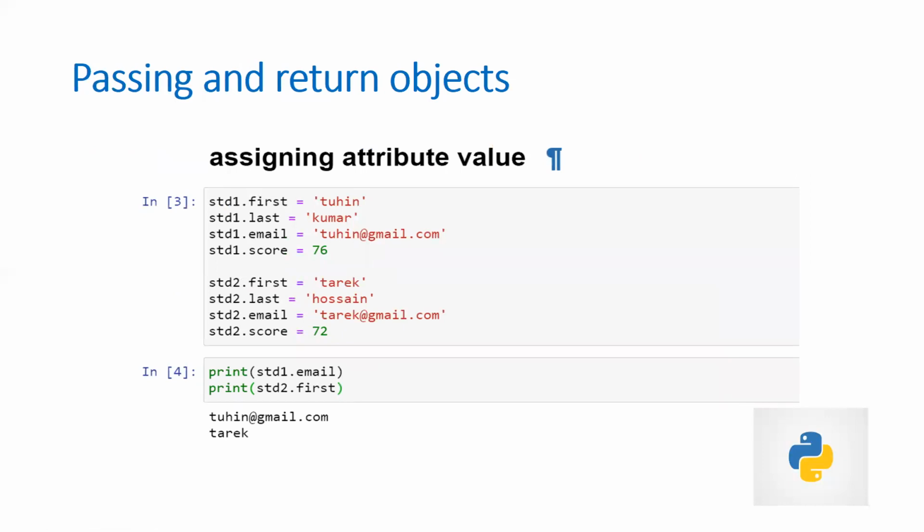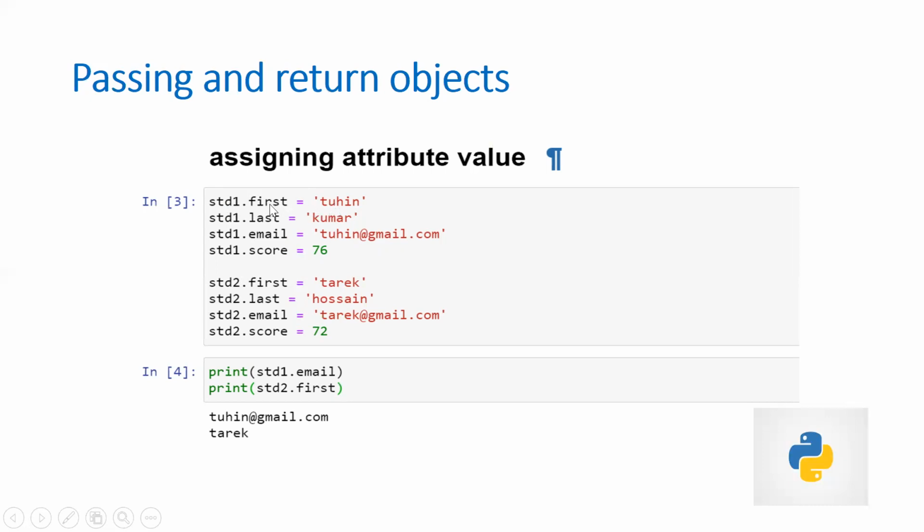Now, this is the writing procedure. First is the object name, and there is a dot, and then the attribute name. That means the writing procedure is object name dot attribute name. Then I am assigning a value to this attribute of this object.